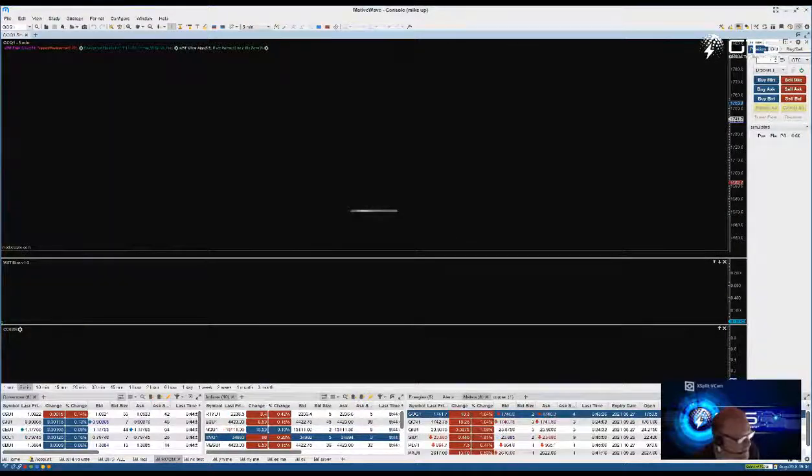The gold chart, I think I have. Let's see. Gold's going to load. I haven't been on gold in a while, so it's just loading up.